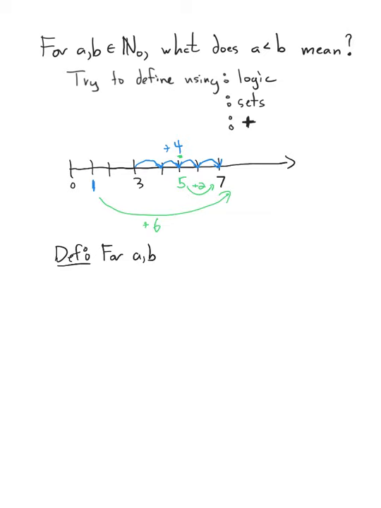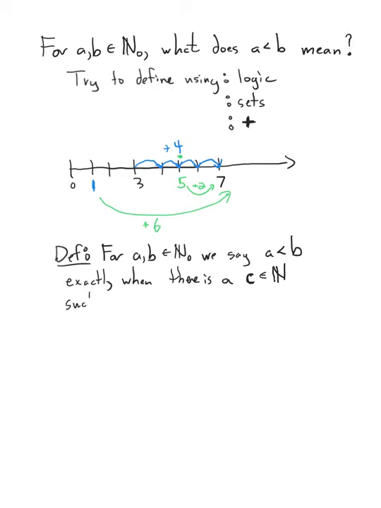For a and b that are whole numbers, we say that a is less than b exactly when there is a, let's call it a c, some number c. And what kind of number do we want? Well, everything here is whole numbers, and we want to be able to add a whole number. So the smallest whole number we could add is 1. So c is going to be some sort of natural number or counting number. So there is a c that's a counting number, such that if I add c to a, I get b.